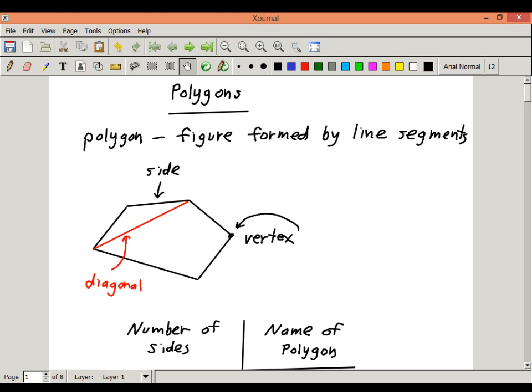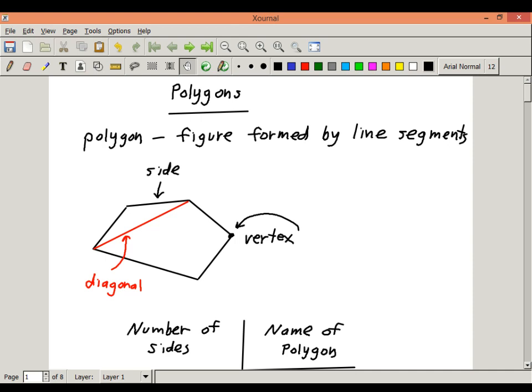All right, welcome everybody to our new unit on polygons. This lesson today has got some definitions, a couple theorems, some examples, and we'll get right into it with starting out with some definitions. First of all, a polygon is simply a figure formed by line segments.